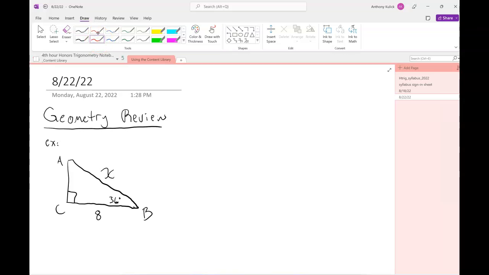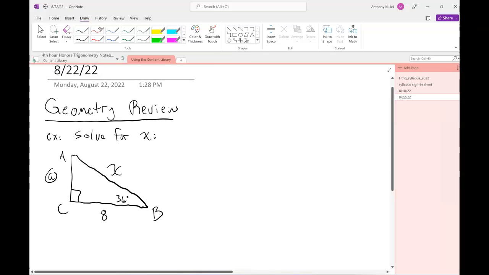All right, let's say the direction here is just solve for x. And we'll call these all. So, what do we need to use in order to answer a question like this?